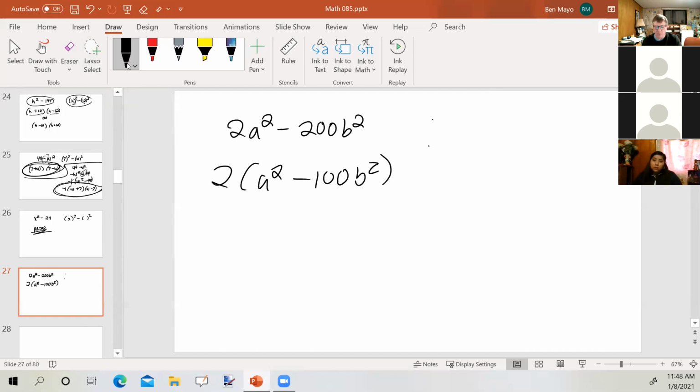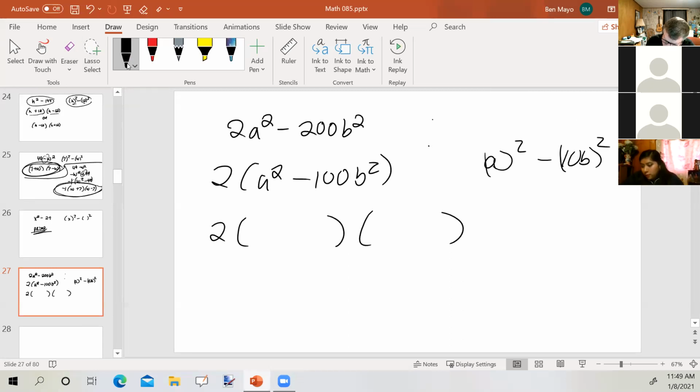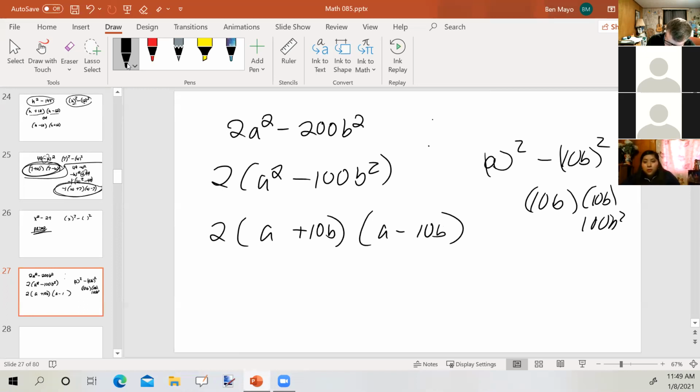Now that we've done that, let's see. A squared minus 100b squared. A squared is a squared. 100b squared would be 10b times 10b. So I've got 2 times a plus 10b times a minus 10b. So before you make a judgment call as to whether it's the difference of two squares, make sure you've taken out any greatest common factor first.